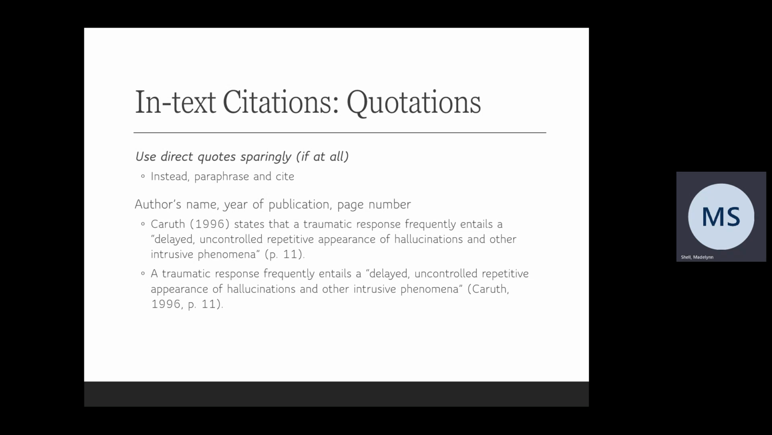Okay, so if you're using the author's name, you cite the author and the year in the sentence. We've got the quote, and then we put the page number at the end. If you don't have the author's name in the sentence, then you include the author, year, and page number all in parentheses. But again, you really should not be using direct quotes.